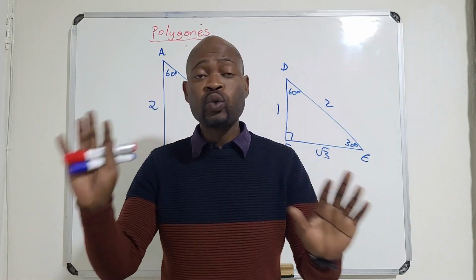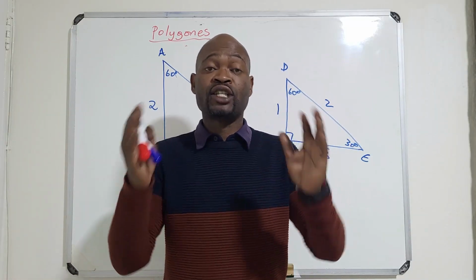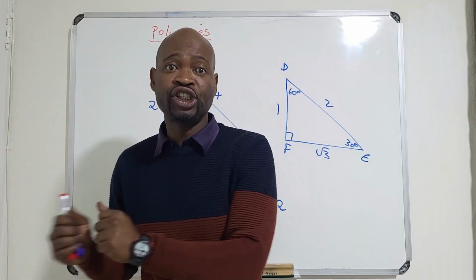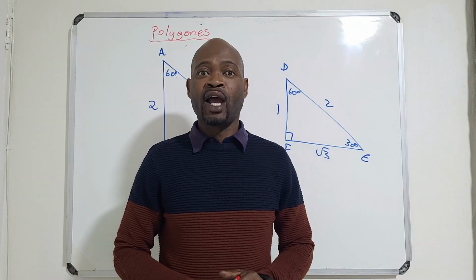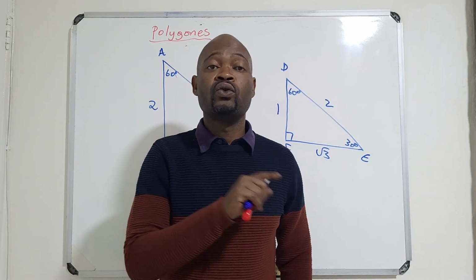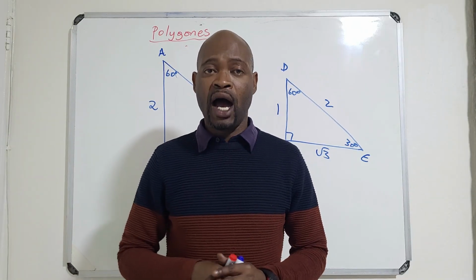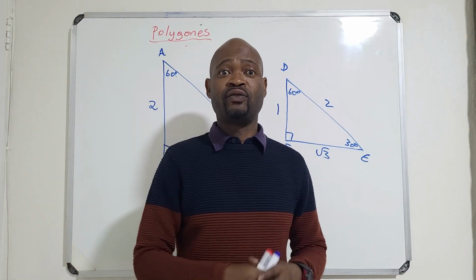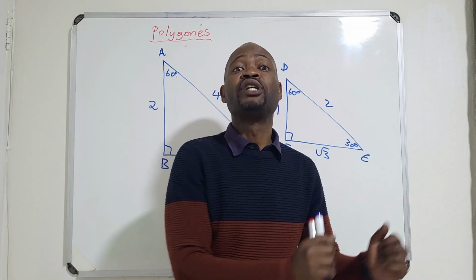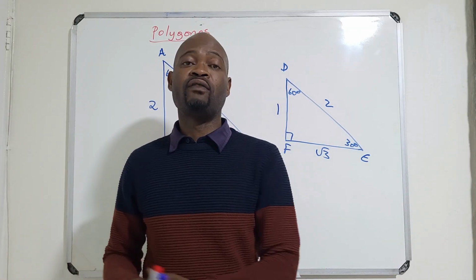Therefore, once we find that the corresponding sides are in proportion and corresponding angles are equal, then we know that the two are similar. And why are they similar? It is because one object is an enlargement of another.